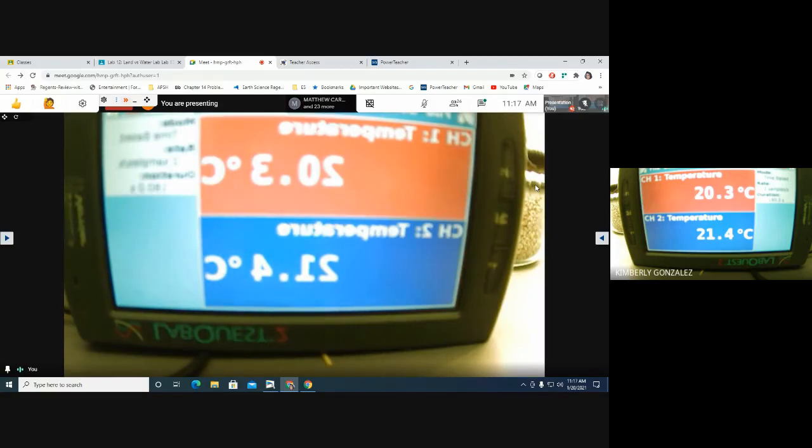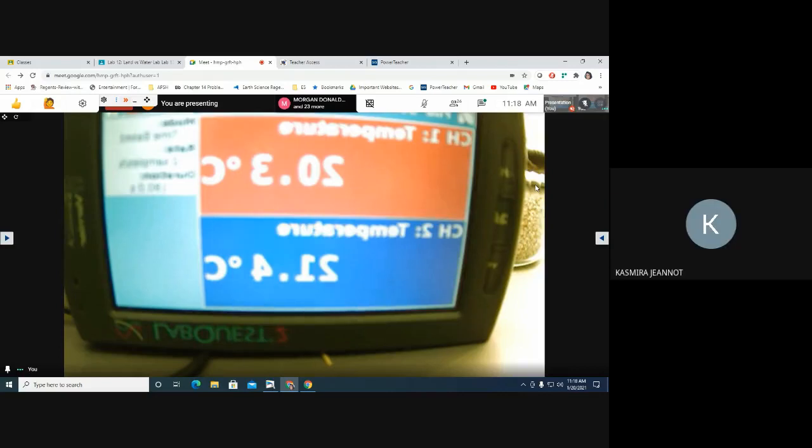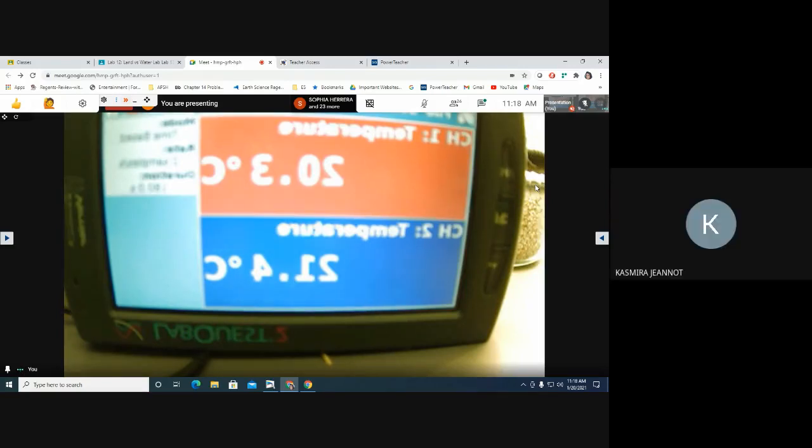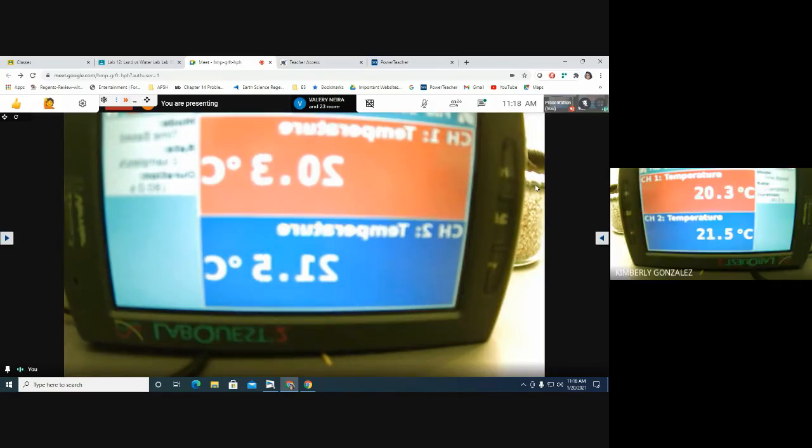Okay, it goes back to, who was that, Kazmira? Yeah, what did you say before? It has a high specific heat, which means what? Which means it takes time to absorb the radiation. So it takes more time for it to absorb enough of the radiation to increase the temperature by 1 degree.